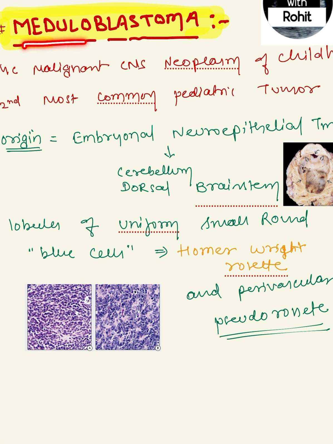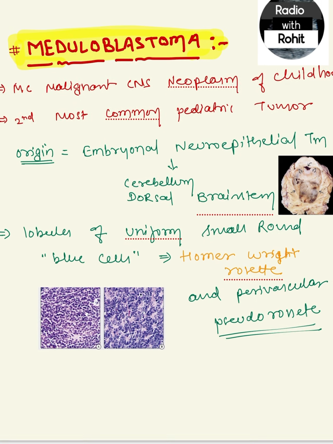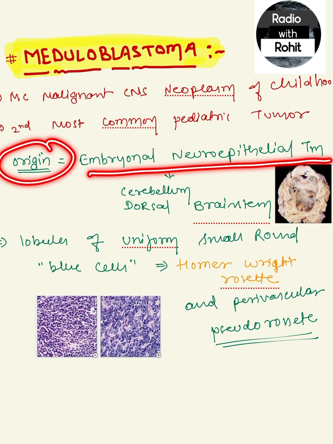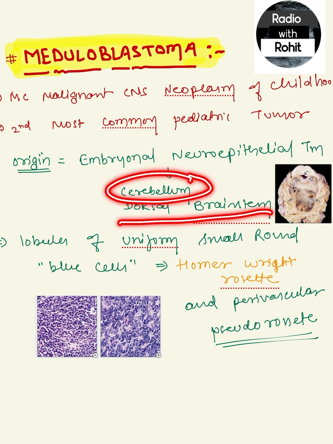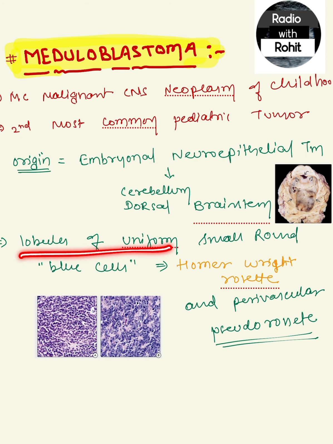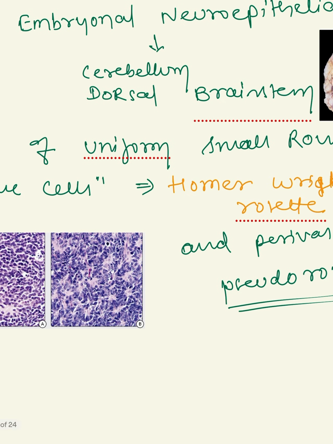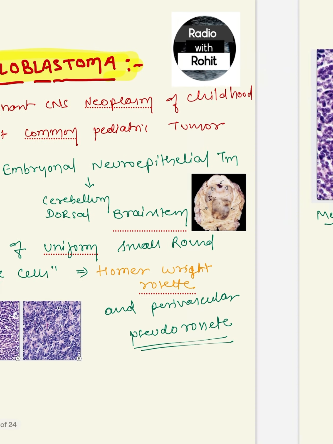So far, medulloblastoma is the most common malignant CNS neoplasm of childhood and the second most common pediatric tumor. In origin, it is an embryonal neuroepithelial tumor, and the most common location is the cerebellum and dorsal brainstem. Lobules of uniform small round blue cells like this, and Homer Wright rosette appearance like this, on histopathological slide.